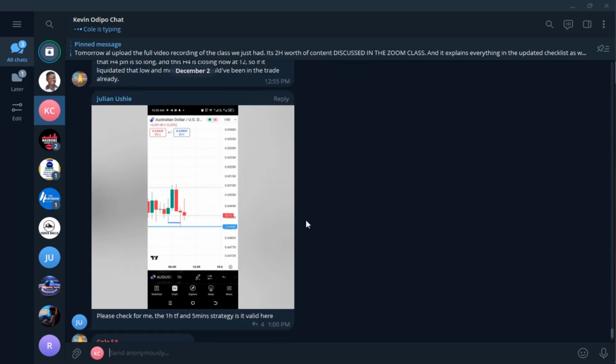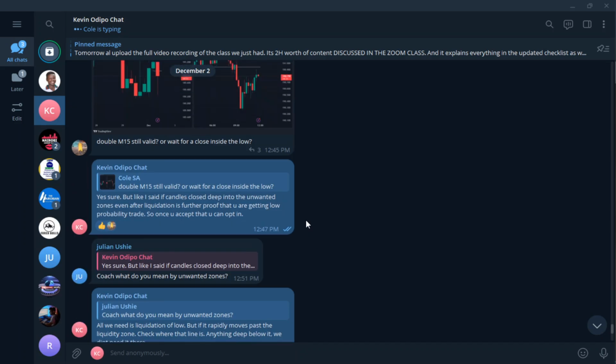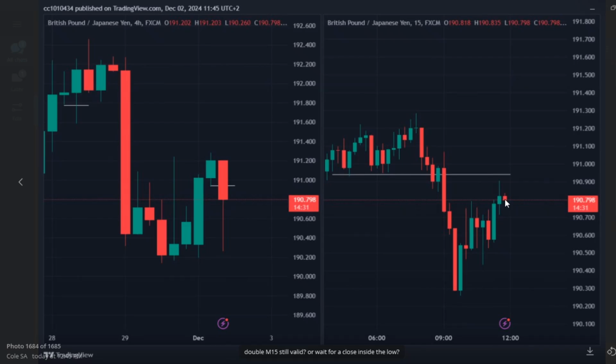So let's see. This is the trade I'm talking about. As you can see, we already have the liquidations, but since it is a low probability setup, this is 4 hours, this is 15 minutes. So we have a double close here. What do you expect? We expect it to pull back a little bit and then keep moving upward.